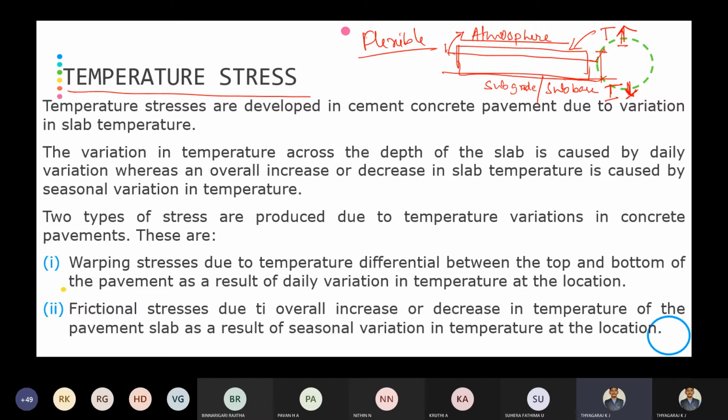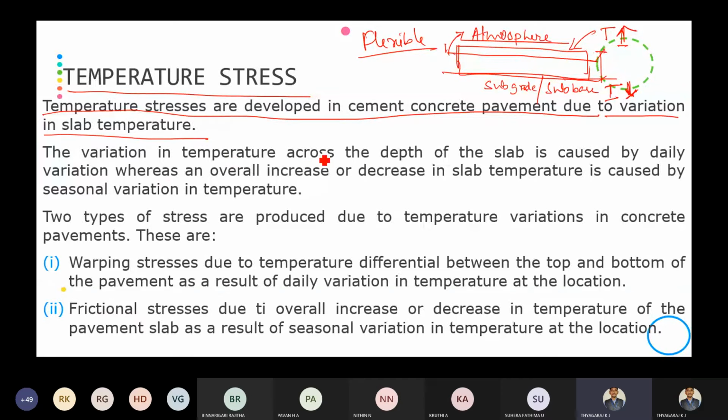So simply remember, if there is any temperature difference between the top and bottom of the cement concrete pavement, we are going to have these temperature stresses. If there is no temperature differential, we will not have any temperature stresses developed in the cement concrete pavement. So temperature stresses are developed in CC pavement due to variation in slab temperature. I told you, when there is any variation in the slab temperature between the top and bottom of the slab, then come these temperature stresses.